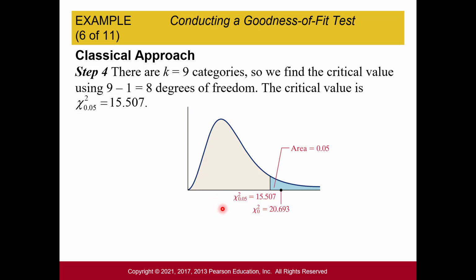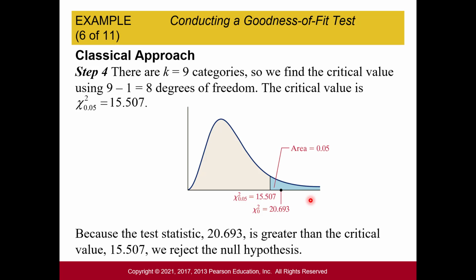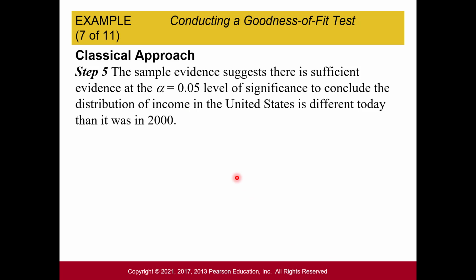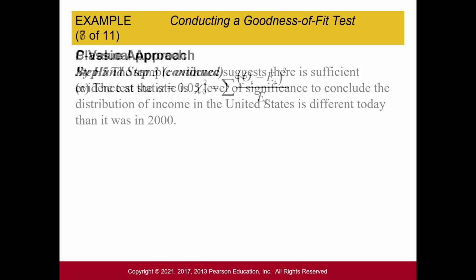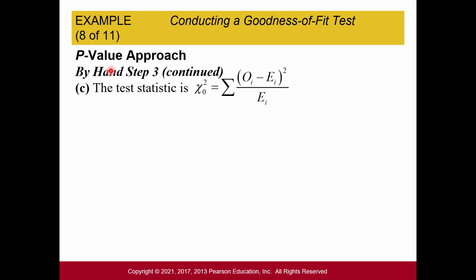Okay, so what we want to do is compare our test statistic of 20.693 to our critical value that we just found from our table, 15.507. Notice that our test statistic is in the critical region, or it's greater than the critical value. Because of this, we reject the null hypothesis. So we can say, in conclusion, the sample evidence suggests that there is sufficient evidence at the 0.05 level of significance to conclude the distribution of income in the United States is different today than it was in the year 2000.